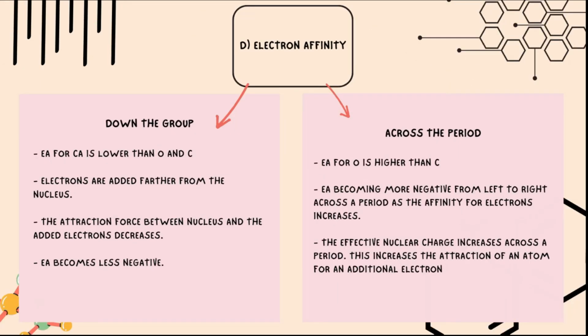Next, electron affinity. Down the group, electron affinity for calcium is lower than oxygen and carbon. Electrons are added further from the nucleus. The attraction force between the nucleus and the added electron decreases. Electron affinity becomes less negative. Across the period, electron affinity for oxygen is higher than carbon. Electron affinity becomes more negative from left to right across a period as the affinity for electrons increases. The effective nuclear charge increases across a period. This increases the attraction of an atom for an additional electron.